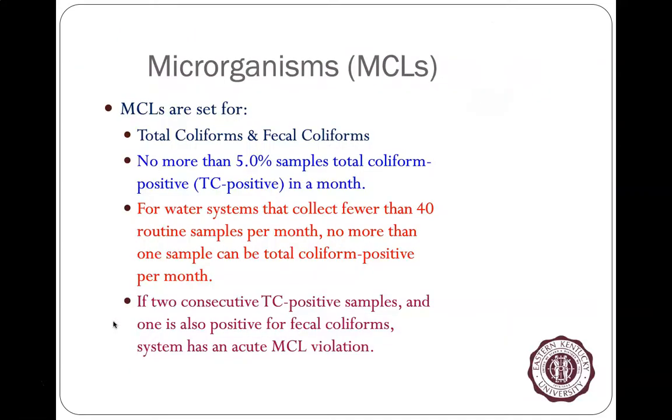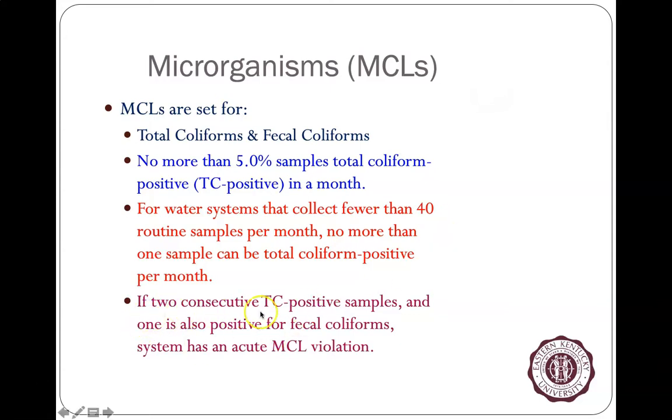So MCLs can be set for a variety of things, like we already said. We mentioned microorganisms. They're one thing. So total coliforms and fecal coliforms. A lot of those tests that are done are presence-absence tests. No more than 5% of the samples can be positive for coliforms in a month. Water systems that collect fewer than 40 can't have more than 1. And the reason why is if you have 2 out of 40, you would be at 5%. If you had 2 out of 39, you would exceed 5%.